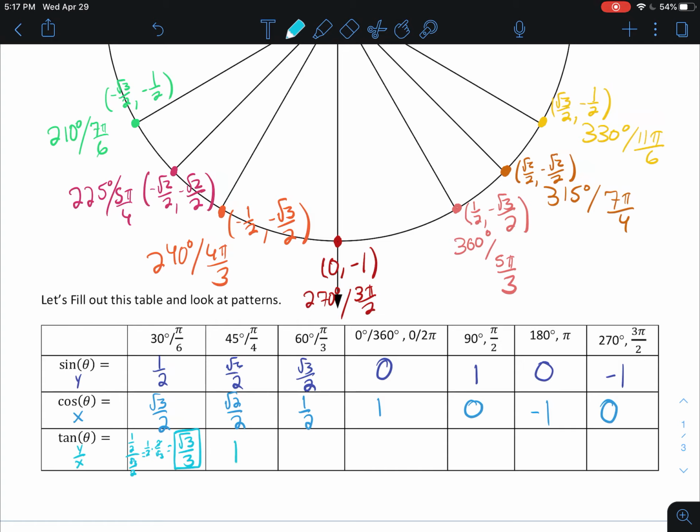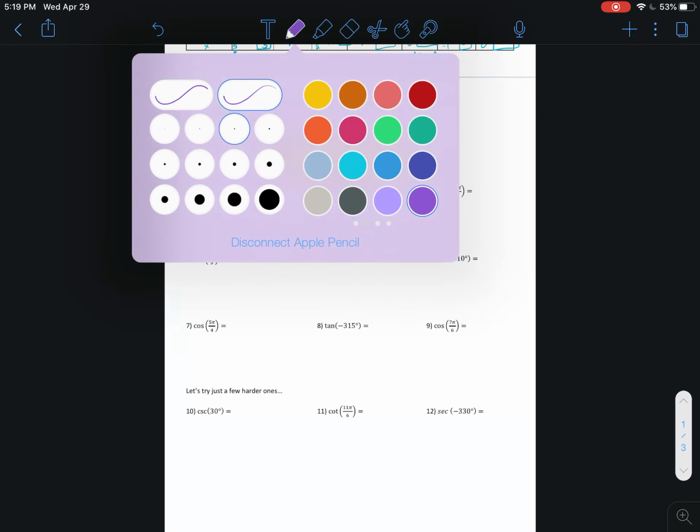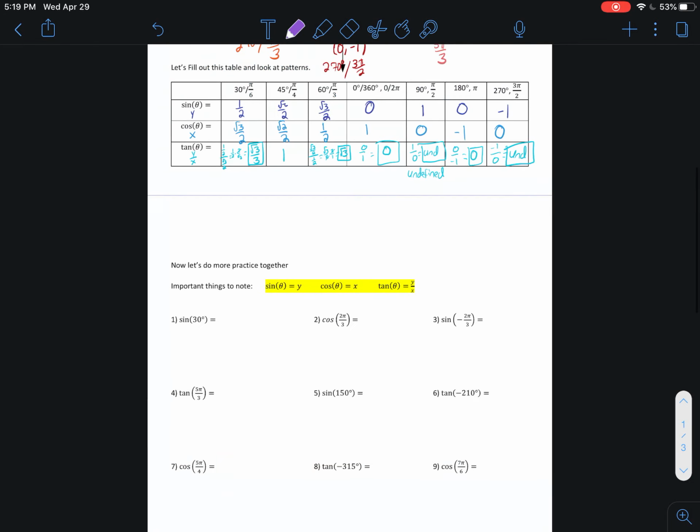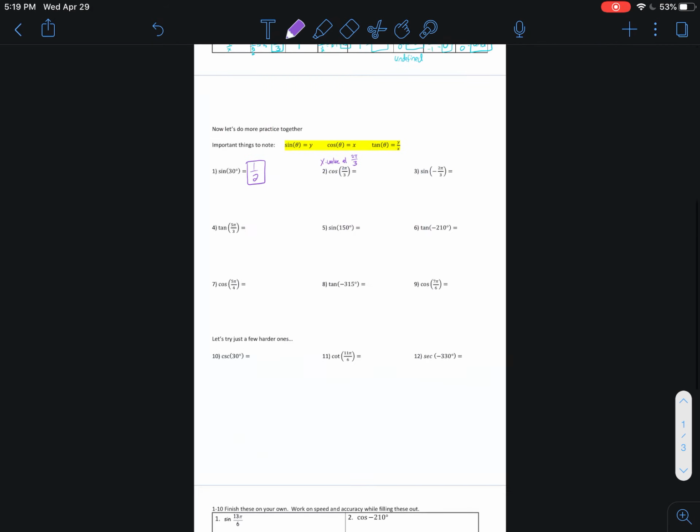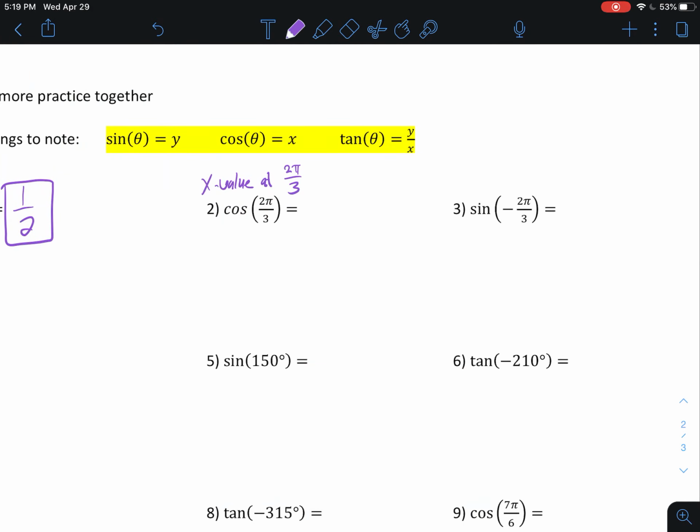So let's look at these questions and see exactly how we would answer them. Having that unit circle at the top is about to be super helpful for us through this next section. Sine of 30 degrees, we just filled that out, right? That is 1/2. The cosine of 2 pi over 3. So this is saying, what is the x value at 2 pi over 3? So we come up here and we say, okay, 2 pi over 3 exists right here. So the x value is -1/2. So the cosine of 2 pi over 3 is -1/2.